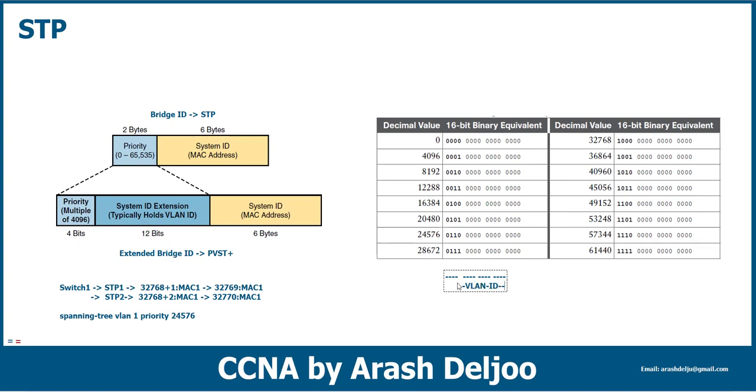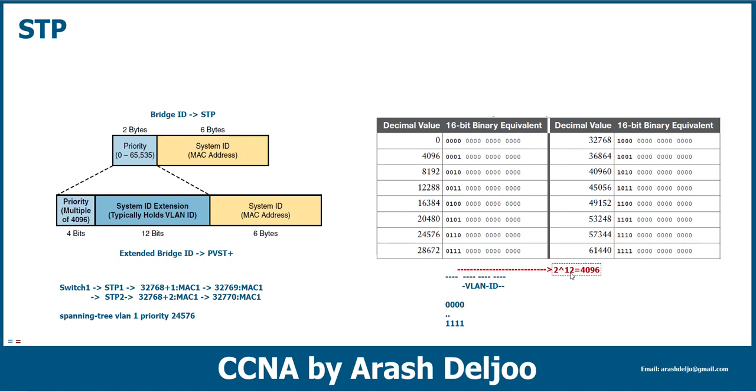After that, we have another 4 bits that we can configure for the priority. Here you can use a value between 0 0 0 0 and the maximum value of 1 1 1 1. Each of these bits has a value. For example, this bit is equal to 2 to the power of 12, and this is equal to 4,096. Let me show you: the value of this bit is 2 to the power of 12, 4,096.